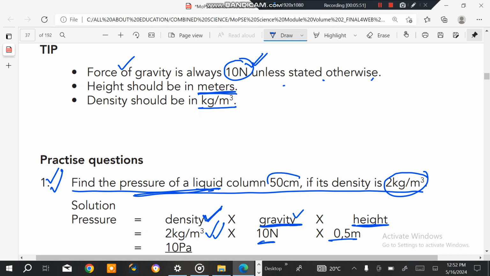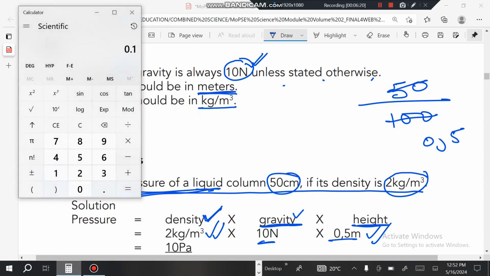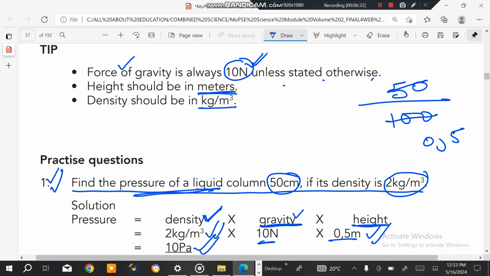Times here, we have 50 centimeters. We must convert 50 centimeters into meters, because the height should always be in meters. So you convert by saying 50 over 100, because in 1 meter there are 100 centimeters. We are going to get 0.5, that's why we write 0.5 meters here. And what is our final answer? Let me just show you. It's going to be 2 times 10 times 0.5, and we are going to get 10 pascals as our correct answer.